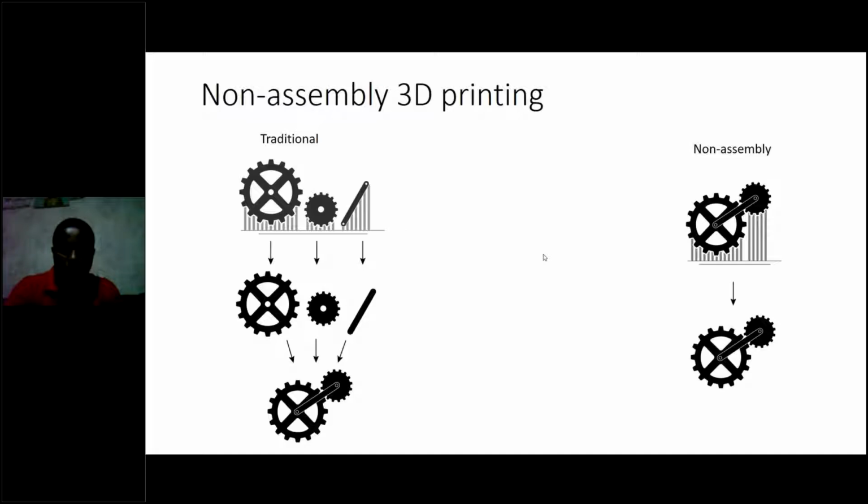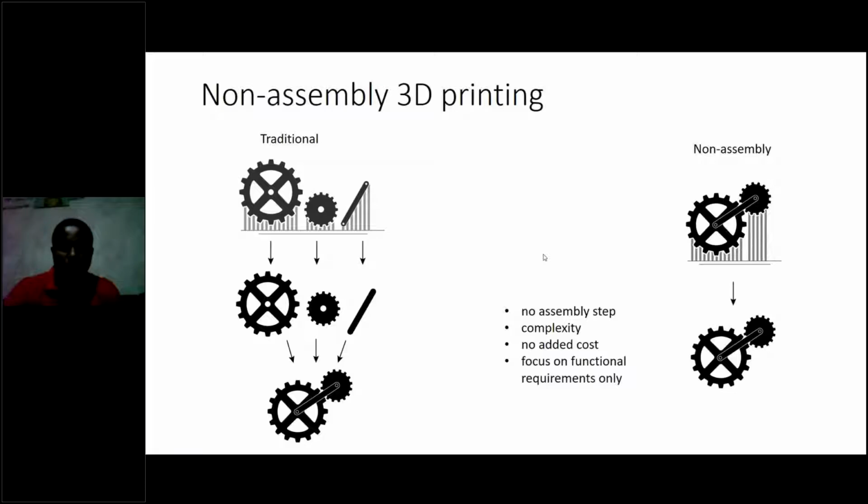This has several advantages. For instance, there's no assembly step, of course. There's also the option to add complexity to the mechanism due to the 3D printing process. There are no extra costs, and we can focus on the functional requirements only because we don't have to worry about any assembly requirements because the instrument is already assembled. So there are plenty of advantages here, but the problem is that there's very little information on how to design for non-assembly.